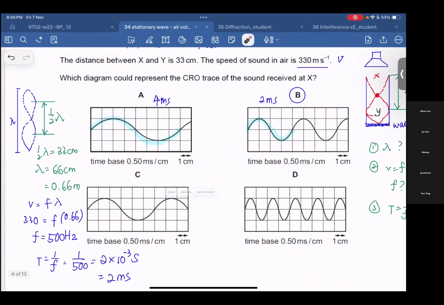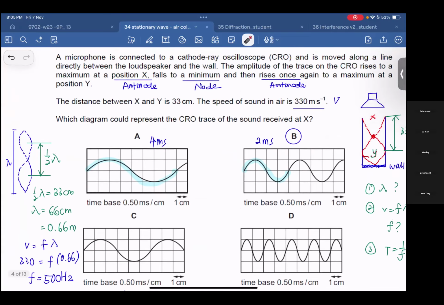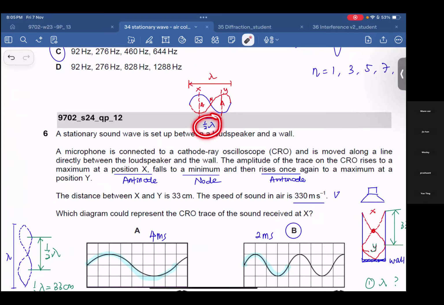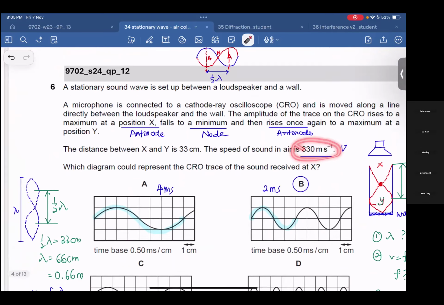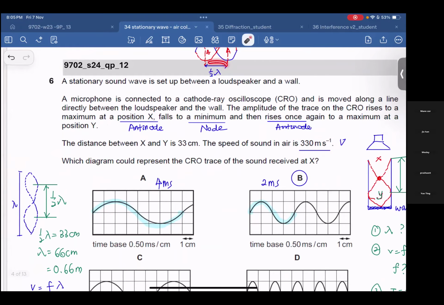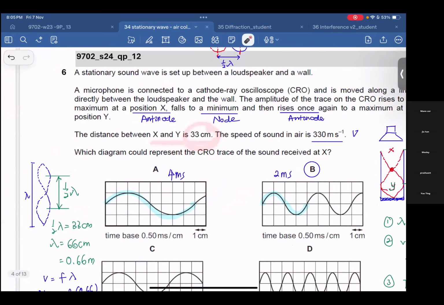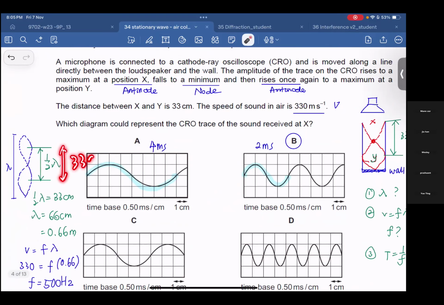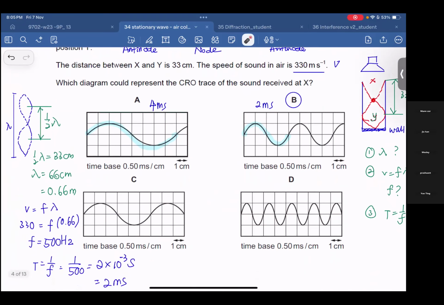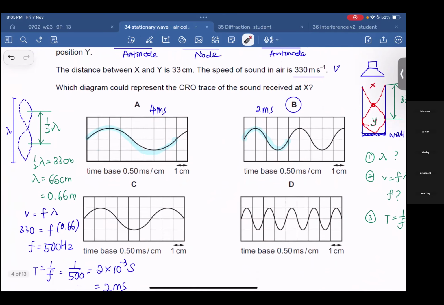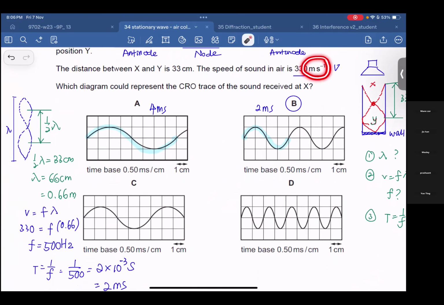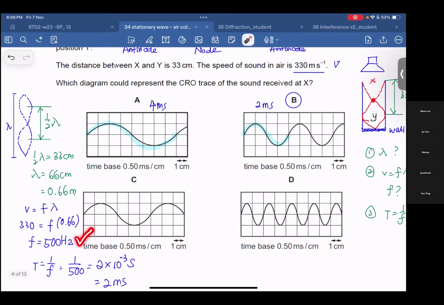Then after that, I want to know the frequency. From here, I can know the frequency. I got the wavelength, I got the frequency. Okay, wavelength, 1 over 2 wavelength. I know that they tell me X to Y distance is 33. So I know that this is 33 cm. So your wavelength should be 66 cm. We want to apply V equals to F lambda. Please make sure you are using SI unit, because my speed is meter per second. So here I cannot use cm. Convert to meter. At the end, I get 500 hertz.